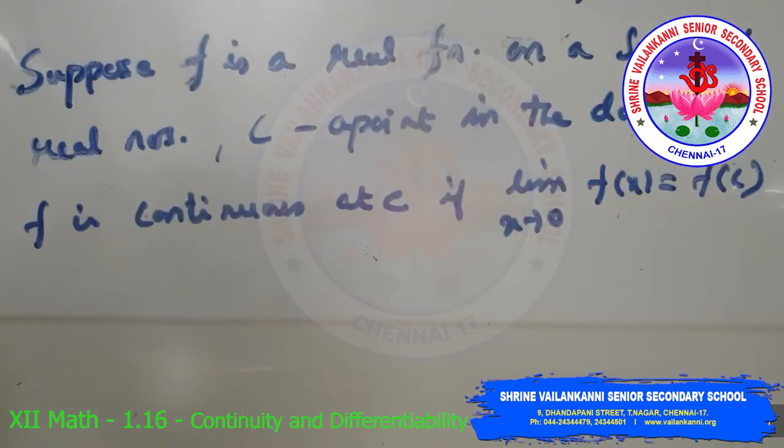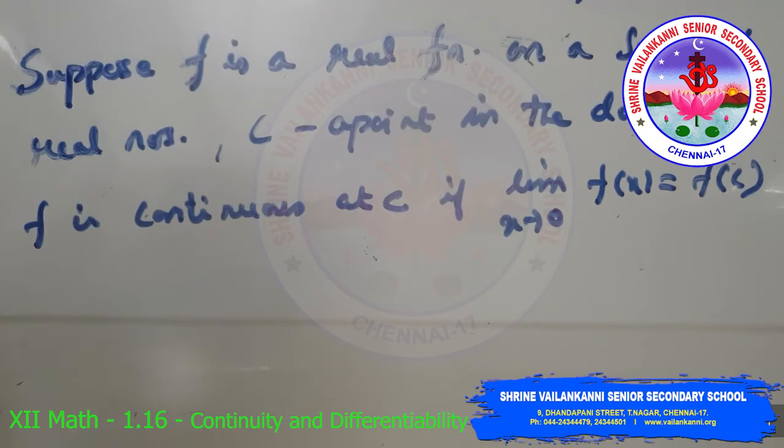If the left hand limit and right hand limit and the value of the function at x equal to c exist and equal to each other, then f is said to be continuous at x equal to c. If the right hand and left hand limit at x equal to c coincide, then we say that the common value is the limit of the function at x equal to c.